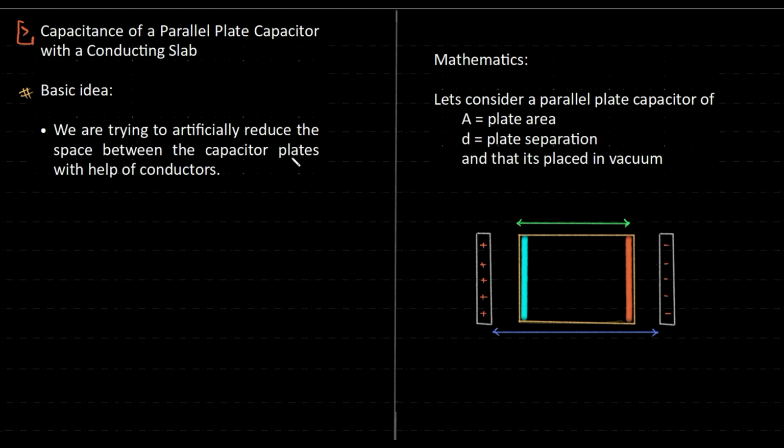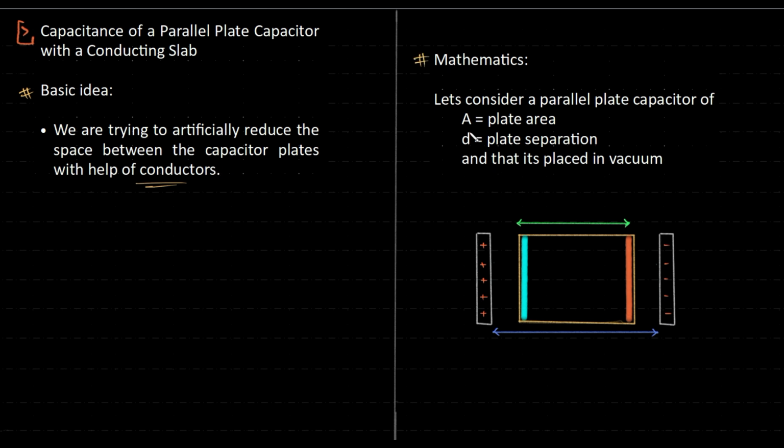It will eat up the space, and it will be likely that space has been taken away and the net space is just the difference between them. We are trying to artificially reduce the space between the capacitor plates with the help of a conductor. You will understand this result when you see the final answer.